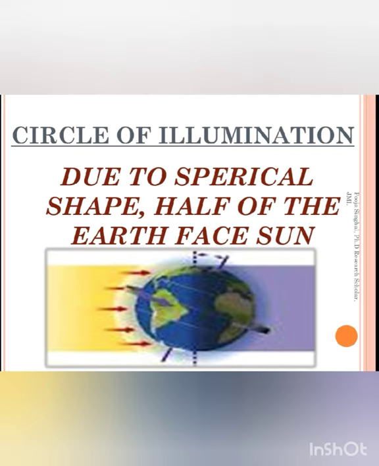Now the topic is circle of illumination. Here it is showing a spherical shape, but I want to correct it here. The exact shape of the earth is geoid or oblate spheroid. So because of the geoid shape of the earth, half of the earth faces the sun and half of the earth does not face the sun.